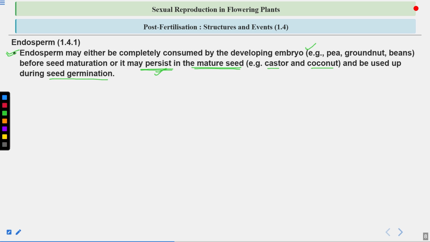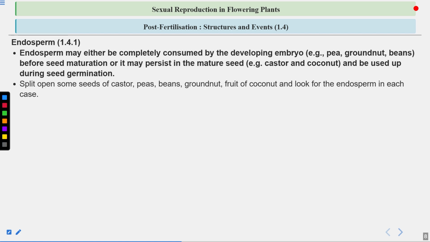Then what happens in such plants during seed germination? Because at seed germination also they require food material, nourishment. So at that time, from where does the nourishment come, since in plants like pea, groundnut and beans they have already used all the endosperm? From where do they get nourishment during seed germination? The question arises here. We will get the answer to this question.